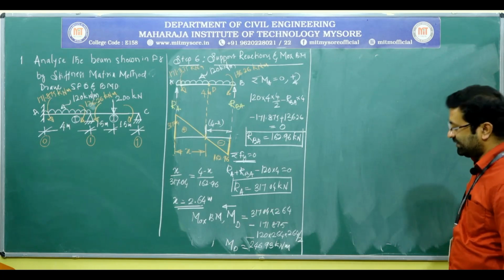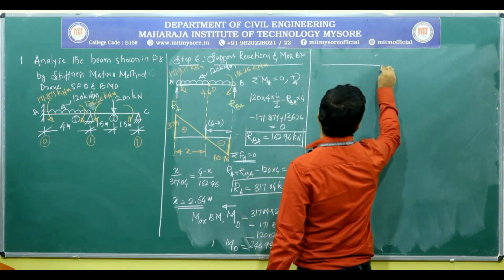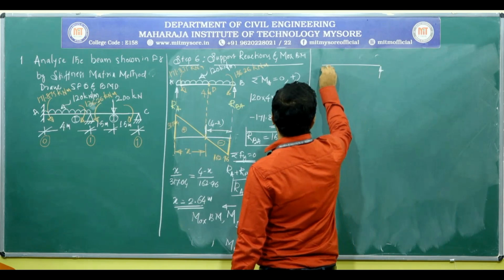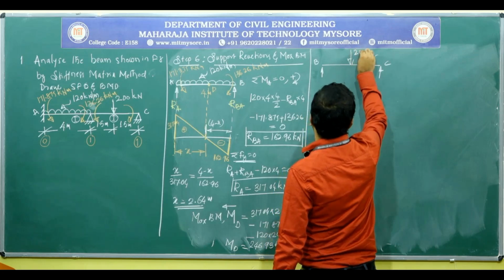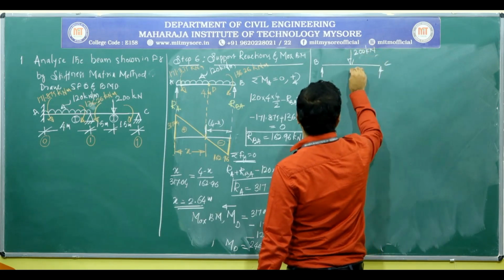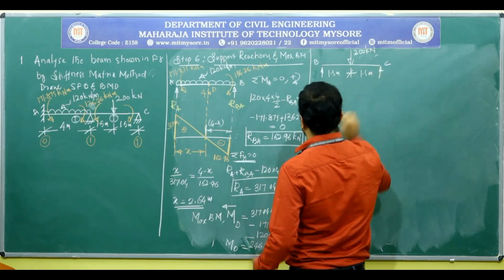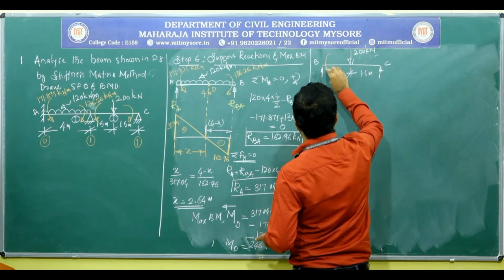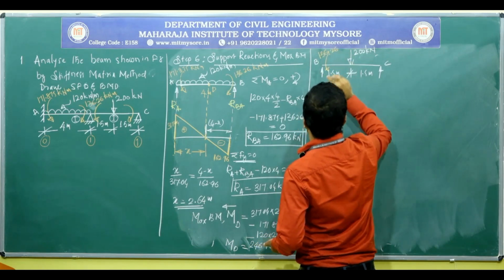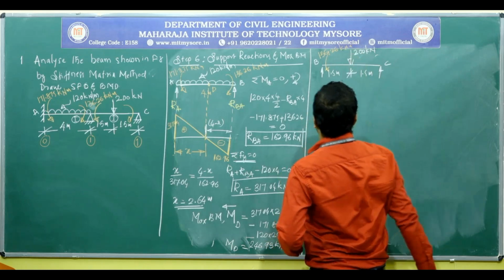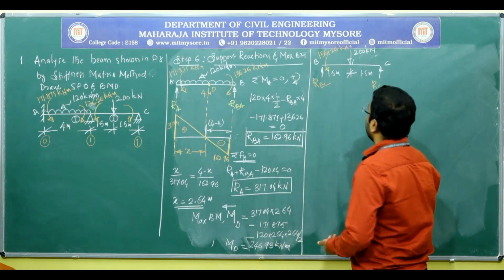This is about one span. Similarly, we need to consider the second span. So the FBD of the second span is something like this. Let us say this is B point and this is C, which has a concentrated load of 200 kilonewton at a distance of 1.5 meter. This span also carries an end moment of 136.26 kilonewton meter. So let us say this is our RBC and this is RC.